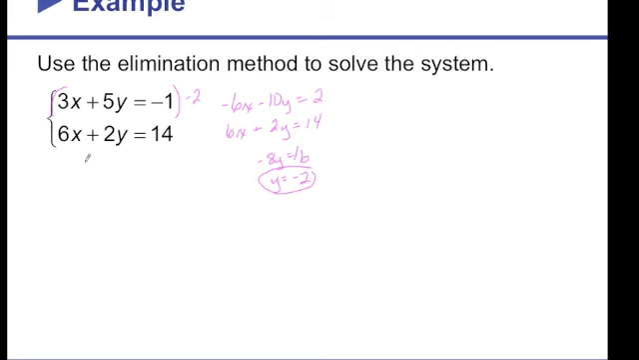Then substitute that into one of the equations. 6x plus 2 times -2 equals 14. 6x minus 4 equals 14. 6x will equal 18, and x equals 3. Same solutions I had before, so we would check it by the other equation. 3 times 3 is 9, plus 5 times -2, -10. 9 plus -10 would be -1, and they do check.